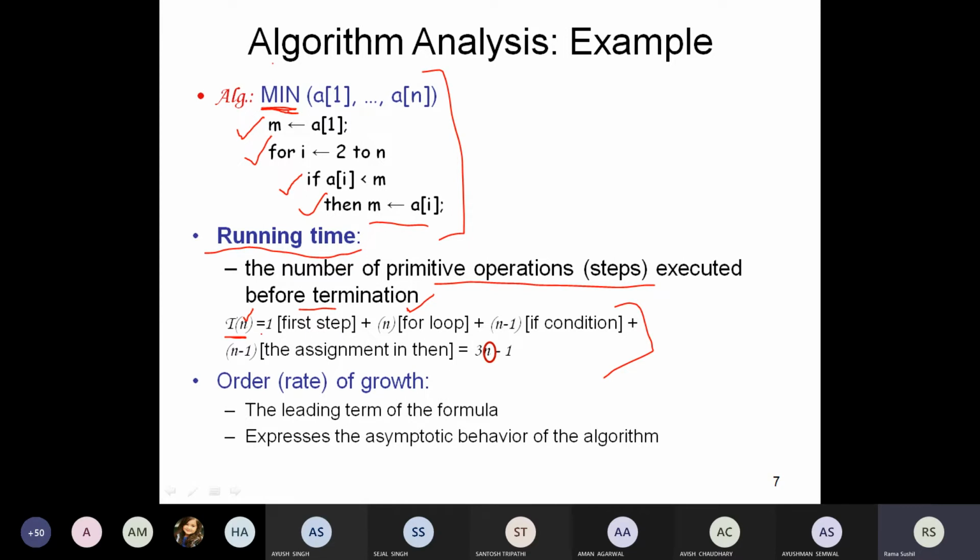So T(n), for the first step the count is 1. Okay, first step this one. Okay, for this the count is 1, it is an assignment operation. Then the loop is going to run for n times. How does it run n times? Are you clear? 2 to n. Let's say the value of n is 4. Okay, so it's going to run for 2, it's going to run for 3, it's going to run for 4.